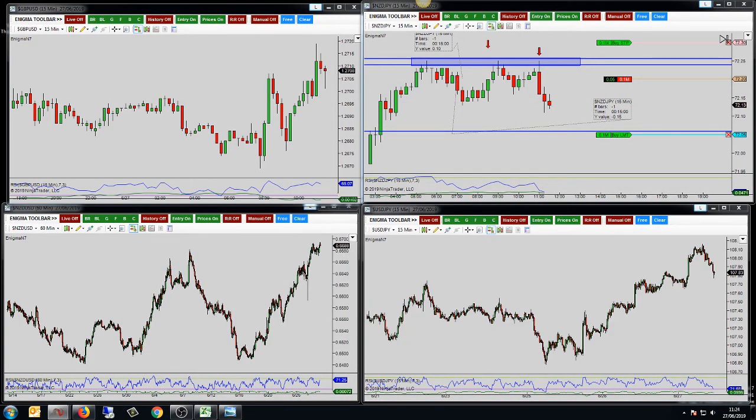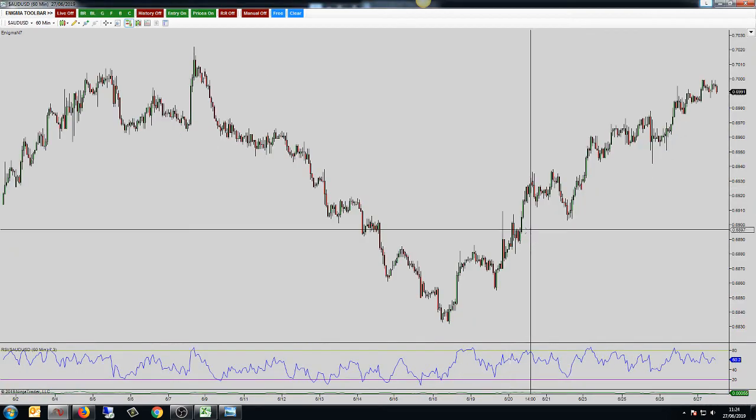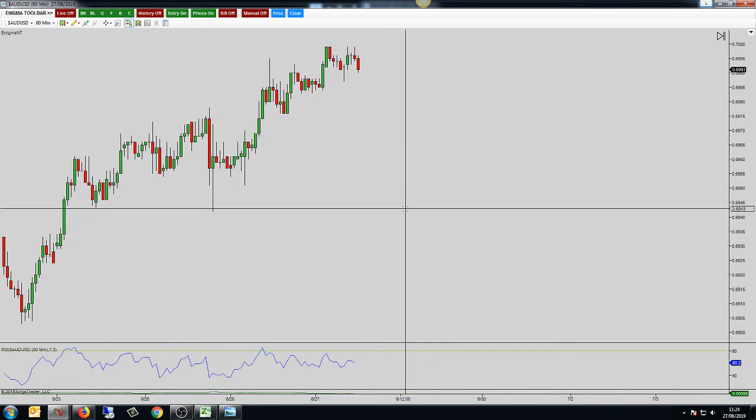Let's move that out of the way. Let's just go and take a look at what Cody's looking at, which is the Aussie dollar on the 15. Now we have already done this review. Let's go and take a look at the 15.